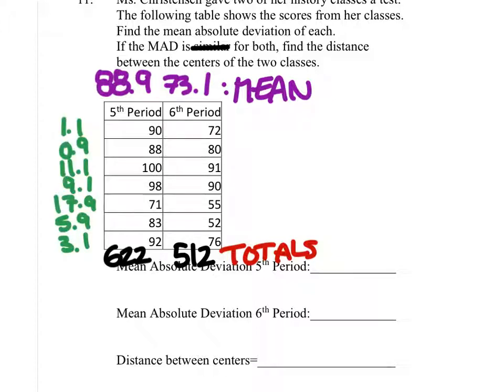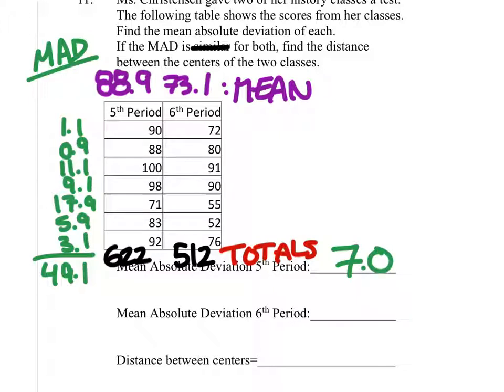Looking at fifth period, this is what we get. So what's the total for the fifth period when we add all of these? So that is the total for fifth period. And if we wanted the average of these, we just take 49.1 and divide it by 7, all 7 values, and we find the MAD for fifth period to be 7.0 actually. So I'm just going to round to the tenth.